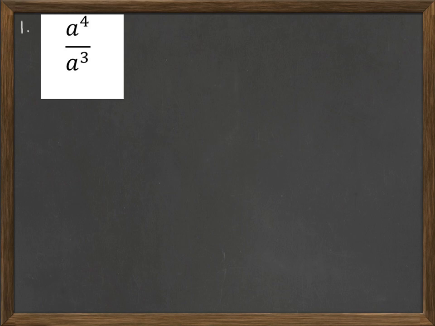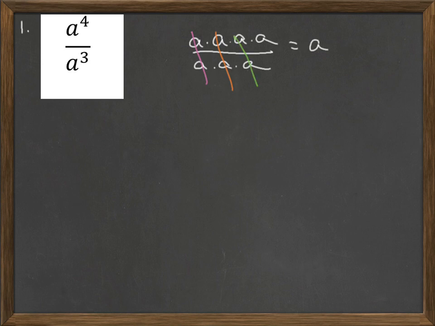So let's start with this first example. We have a to the fourth power divided by a to the third power. So again, I could take the long way around and rewrite this as multiplication. And then I could see that 1, 2, 3 sets of a's cancel out, leaving us with only a single a left, meaning that it's a to the first power or just a.